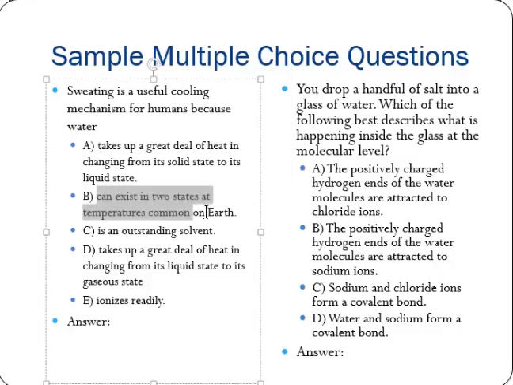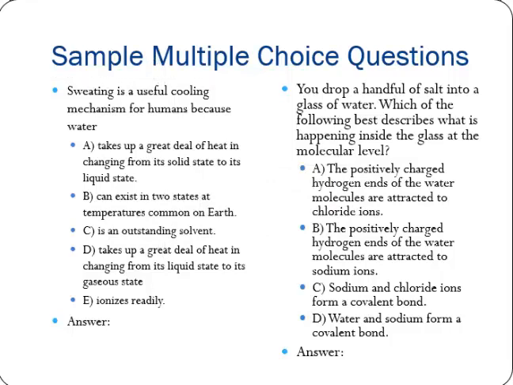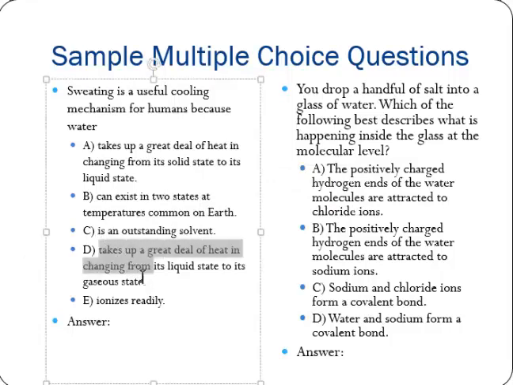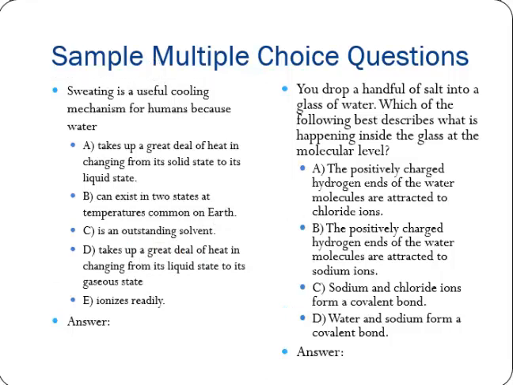Can exist in two states at temperatures common on the Earth. That's true. It happens to be true that there is solid water and liquid water at various places on the Earth, but that has nothing to do with sweating again. Is an outstanding solvent. Another true statement, but again, nothing to do with sweating. What about D? Takes up a great deal of heat to change from liquid to gas, to evaporate. Yeah. A lot of the heat on your skin goes to vaporizing some of the molecules into the air, and the rest are the cool ones. And it ionizes readily isn't even a true statement. It doesn't make sense in the context of this question. So the only answer that really makes any sense is D.